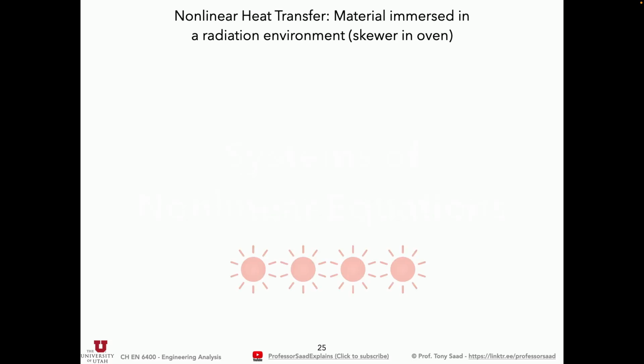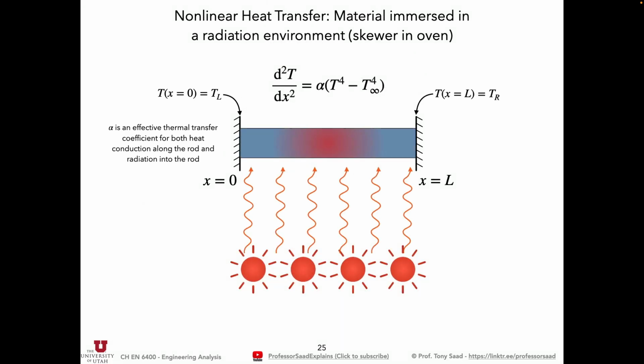And this is actually an example of what you might see in your homework assignment. A material immersed in a radiation environment, like a skewer in an oven. Again, I take this one-dimensional piece of material, like the rod we solved. Last time we solved it subject to fixed temperatures at both ends, and there was a heat source over here. In this case, we have some radiation environment. These are the elements in your oven, and they're radiating heat throughout the oven. And this radiation is hitting the skewer. Imagine there's meat or kebab here, or kafta or whatever.